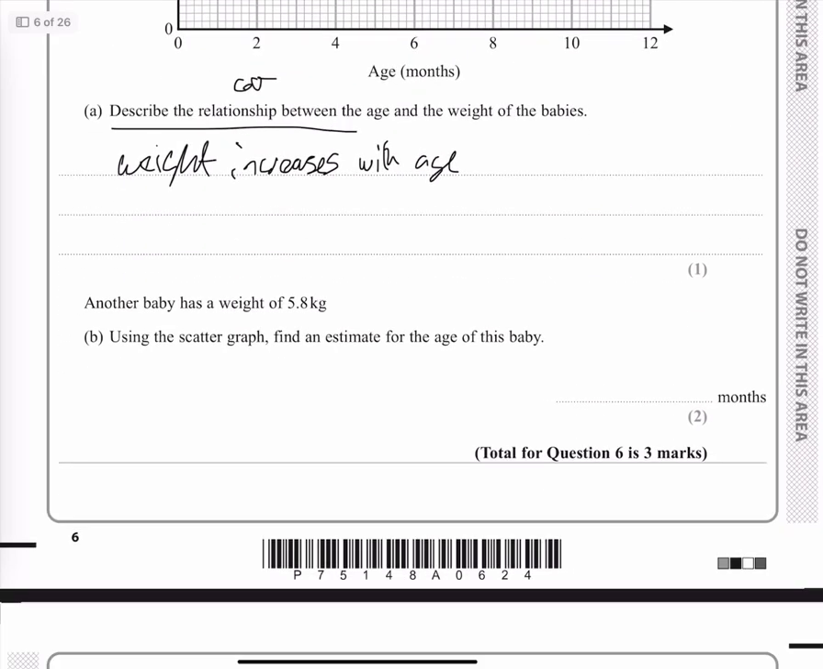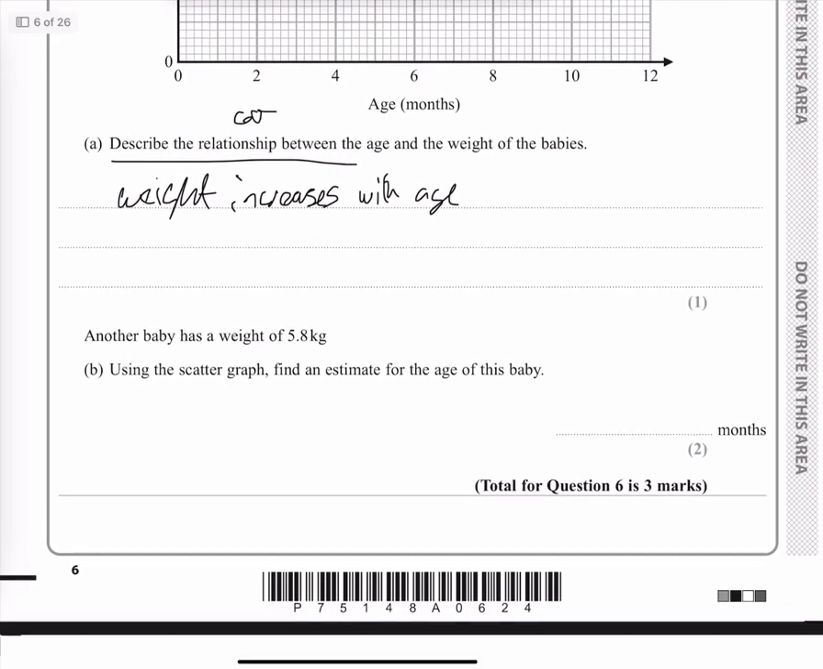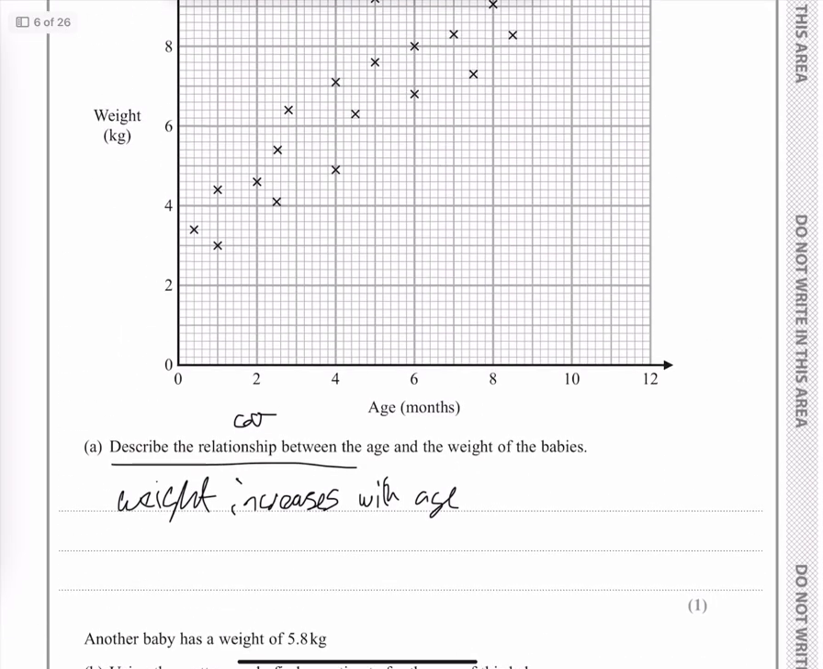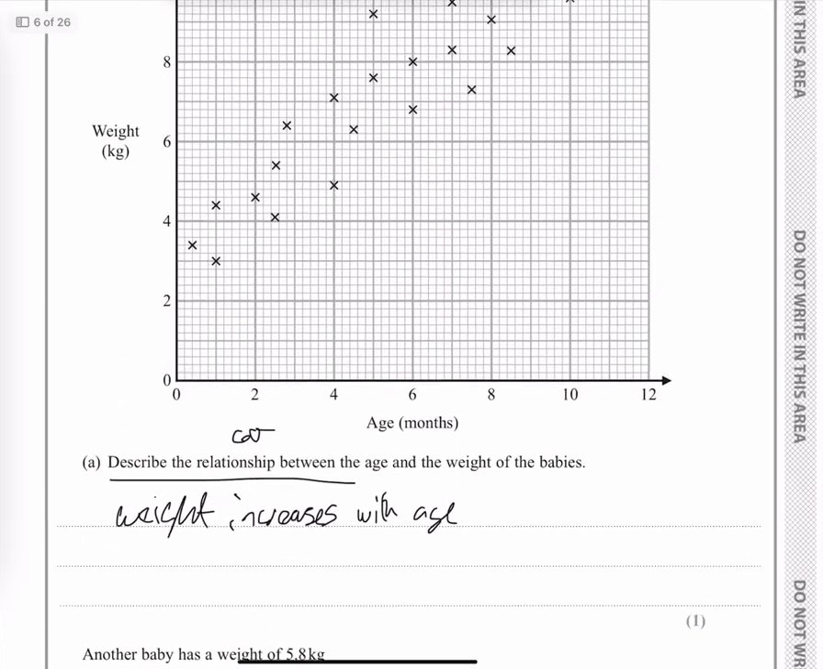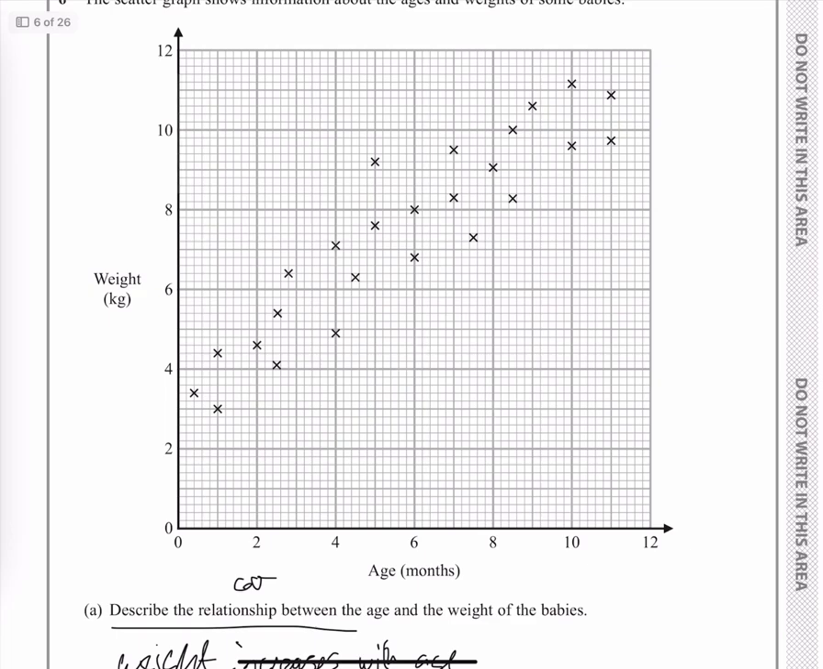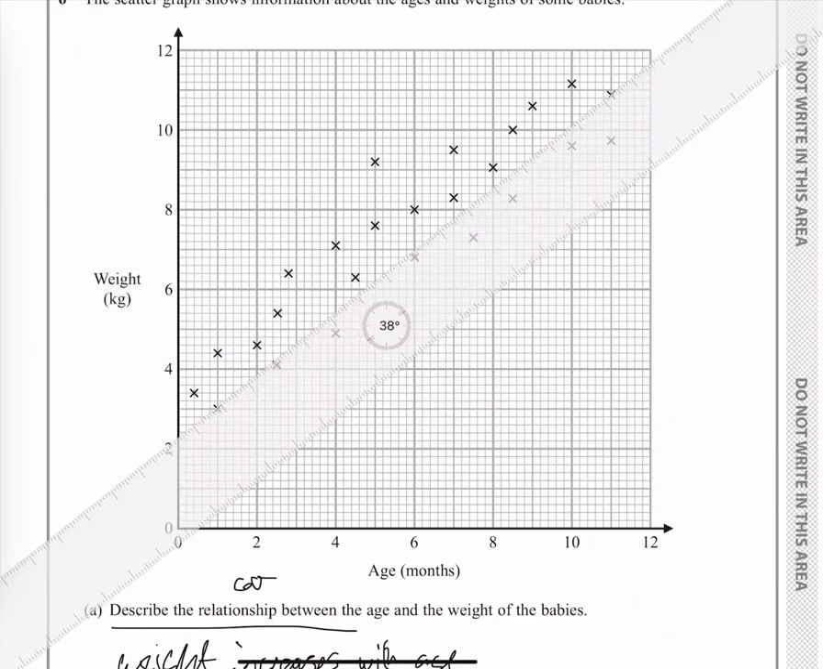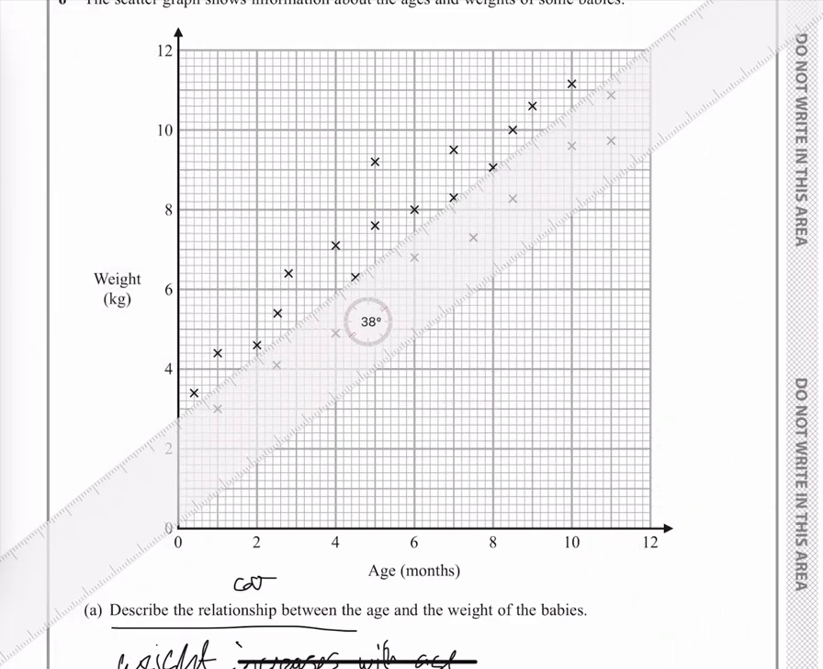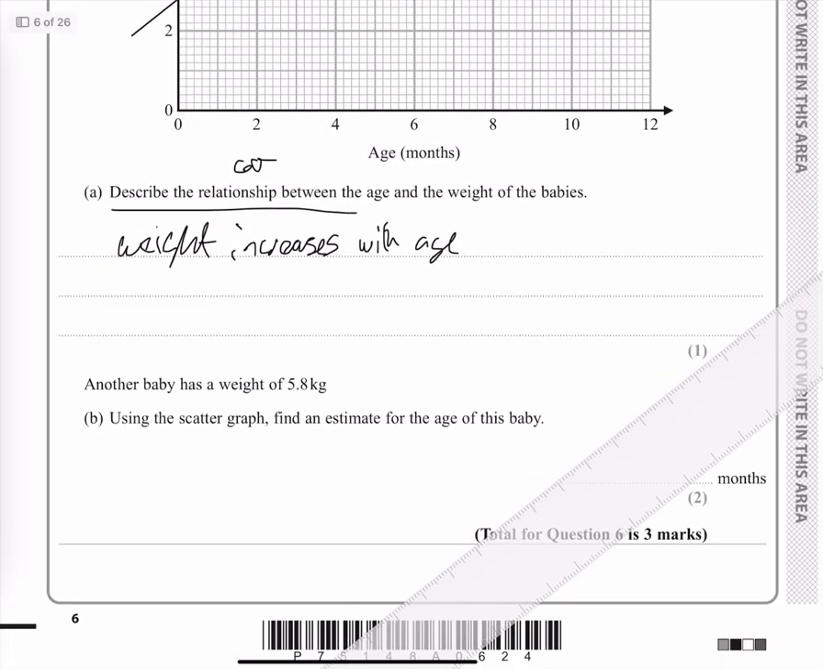Another baby has a weight of 5.8 kilograms. Using the scatter graph, find an estimate for the age of this baby. So let's make a nice little line that kind of follows the trend. You're supposed to want half of the points above and below, which is close enough to there. That's good enough. Please don't take this strategy into your exams.